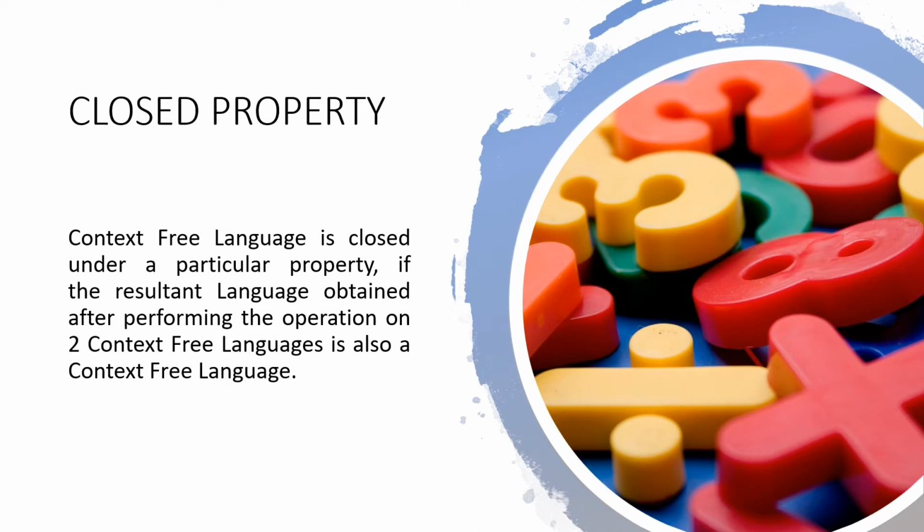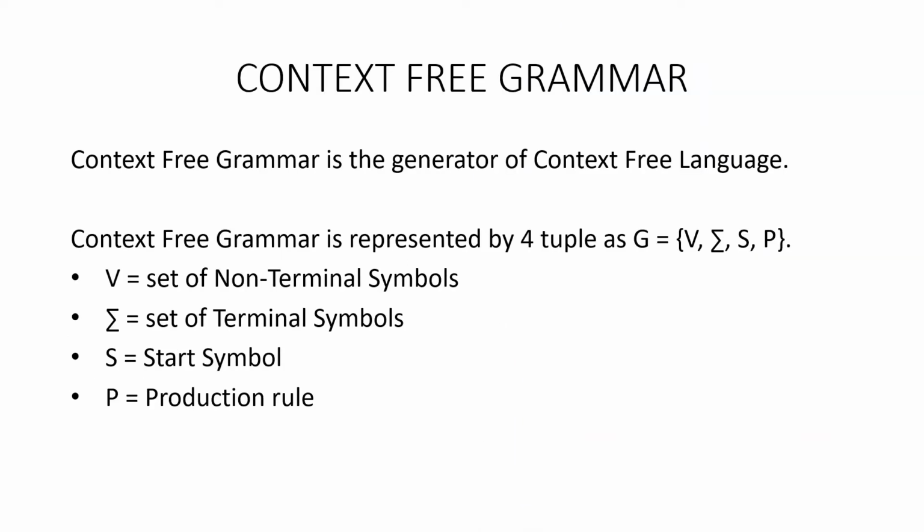Let's revise some basic elements of context-free grammar. Context-free grammar is the generator of context-free language. Context-free grammar is represented by four tuples as G equal to (V, sigma, S, P), where V represents the set of non-terminal symbols, sigma represents the set of terminal symbols, S represents the start symbol, and finally P represents the production rules.